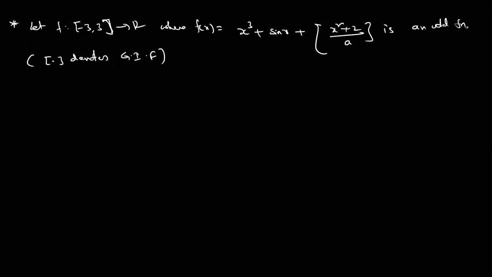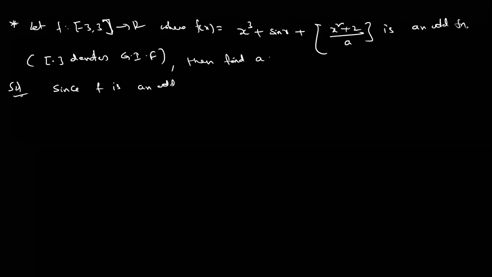Clear? Then find a. What is the answer? Anyone? Simple logic here. Since I'm writing the solution, see, since f is an odd function. What is the meaning of odd function? Anyone? What do you mean by odd function? That is f of minus x is equal to minus f of x. So put this value. What is the result?